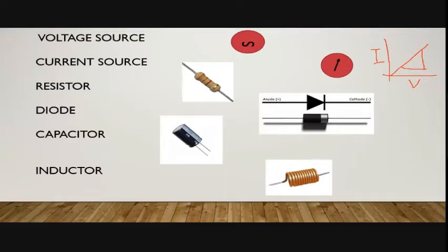But if I use a diode instead of this, and if I draw a graph like this, then initially what will happen? As the voltage increases, current will be 0 only till it reaches the threshold voltage, and then it is going to increase like this. Okay, so look at the difference between these two.